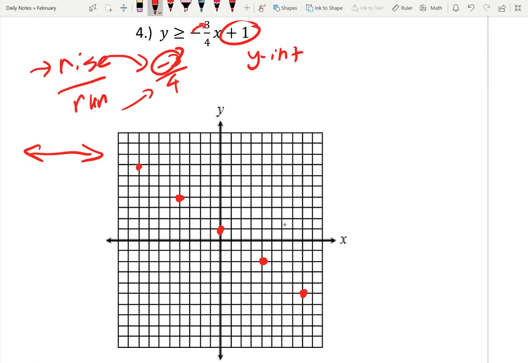So the run indicates our left and right. And since it's positive, we go to the right. So that's how we came up with down 3 and right 4. To count down 1, 2, 3, right 1, 2, 3, 4.